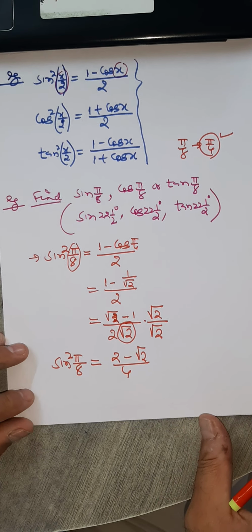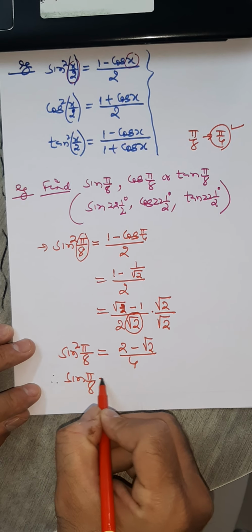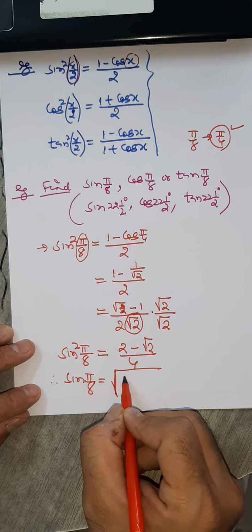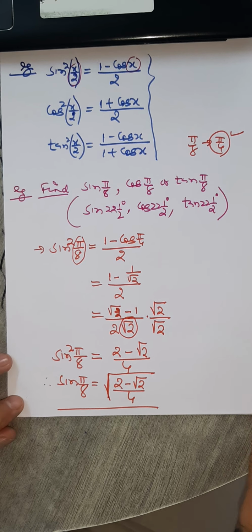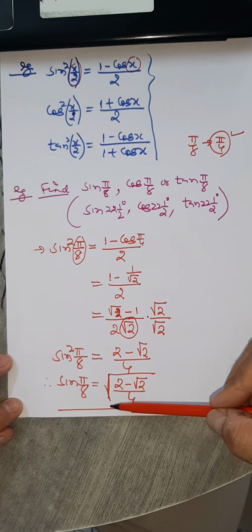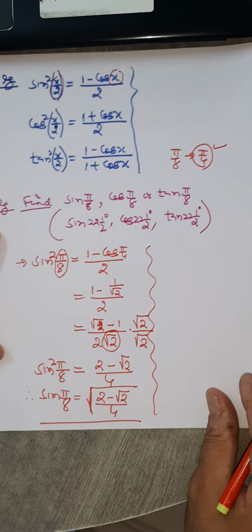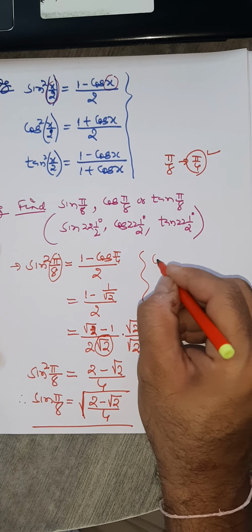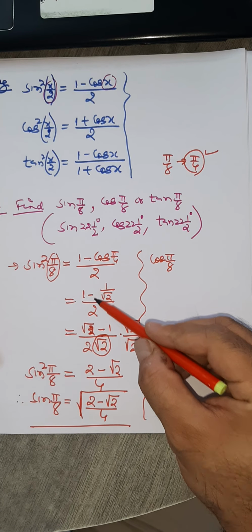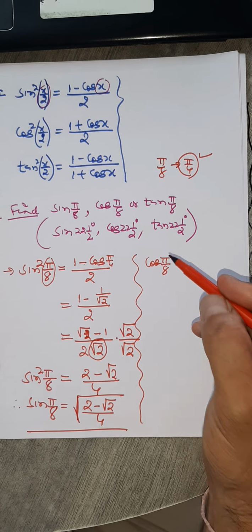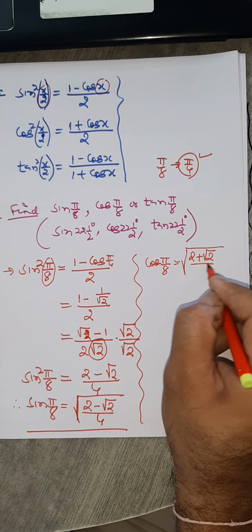But you are interested in sine pi by 8, so you can take the square root. So what's sine pi by 8? It is root of 2 minus root 2 the whole by 4. Right? So if in case in sums you require this, you can do this much work and you can find it. Same way you can find cos pi by 8. The only difference is here we'll get the plus signs. So what's the value of cos pi by 8? It is root of 2 plus root 2 the whole by 4.